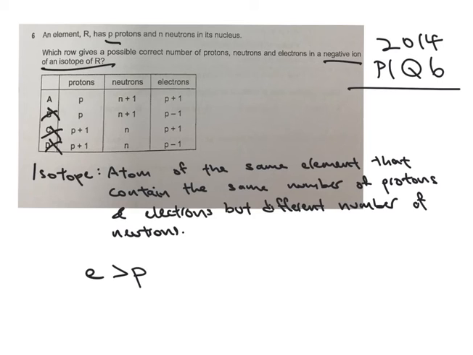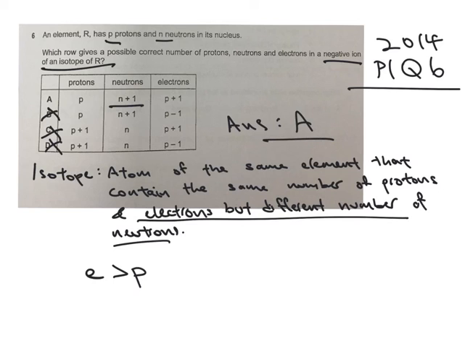But what else can we see in terms of the answer that we have chosen? We can see that the number of neutrons is n plus 1, right? And element R has n neutrons, whereas this option A has n plus 1 neutrons, which means a different number of neutrons compared to element R. And again, these fit the definition of an isotope. Hence, our answer for this question will be option A.